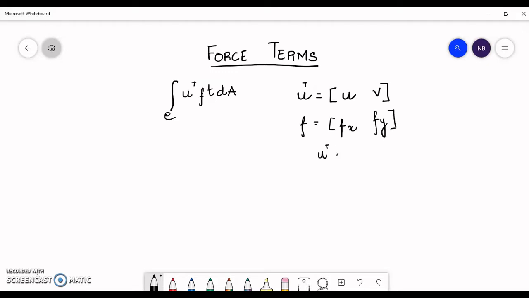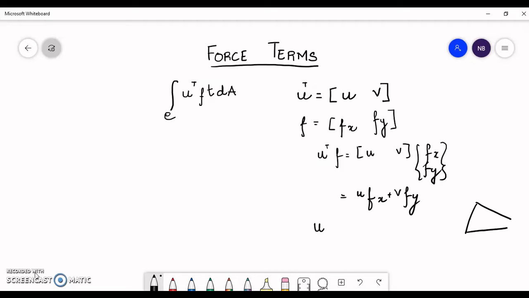So when we multiply u transpose into f, it is u v times Fx Fy, and we will get u into Fx plus v into Fy. We also know that u for a CST, so we have a CST with nodes 1, 2, 3, and these are the degrees of freedom: Q1, Q2, Q3, Q4, Q5 and Q6.